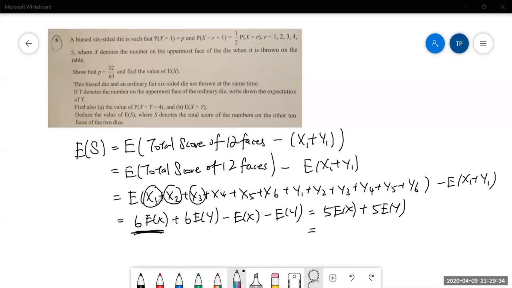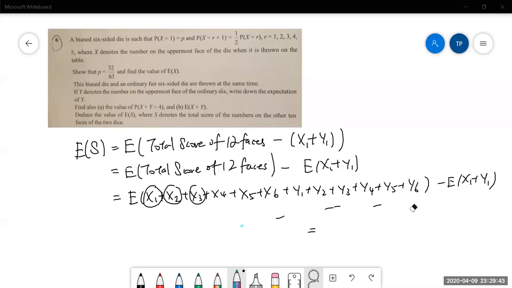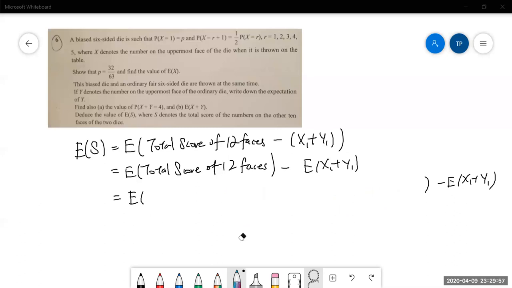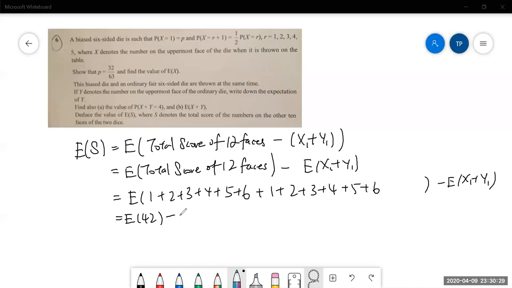Actually, wait. I realize we should not do this. Because the total score of 12 faces is basically 1 plus 2 plus 3 plus 4 plus 5 plus 6. Then on the other die, it's also 1 plus 2 plus 3 plus 4 plus 5 plus 6. That's the total score of all 12 faces, which is 1 plus 2 plus 3 plus 4 plus 5 plus 6, times 2. So it's the expectation of 42. And what's the expectation of 42? They're testing you on the properties of expectation of a constant. 42. Yeah, correct. Minus part B. Okay, that was unexpected.